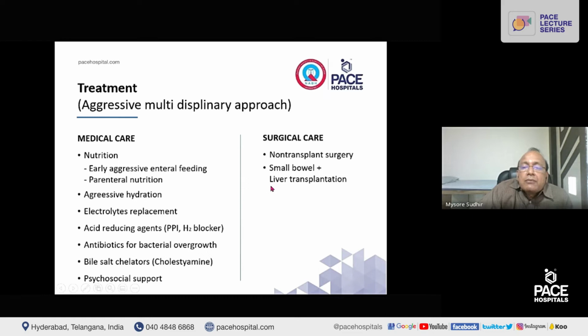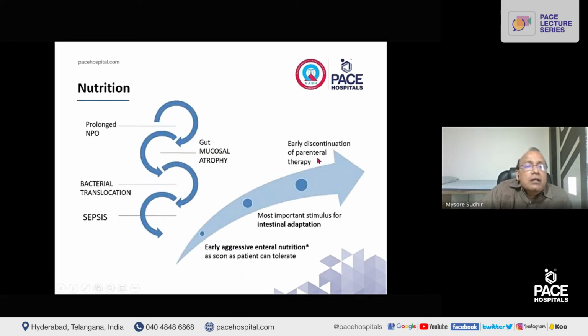And surgical care, there are so many non-transplant surgeries apart from the small bowel and the liver transplants. That I'll be just touching upon in the next few slides. So the nutrition, I told you, is very important. A patient with prolonged NPO leads to gut mucosal atrophy, bacterial translocation, and then liver sepsis. So that's why early nutrition is important.